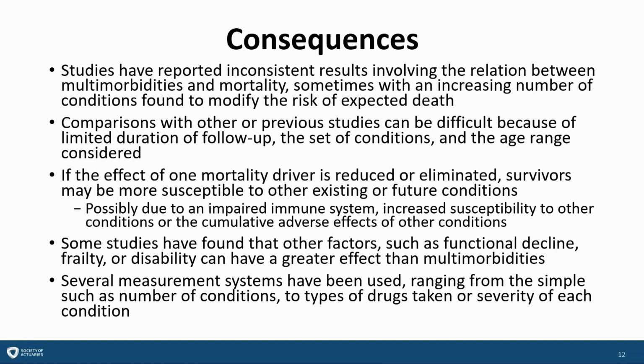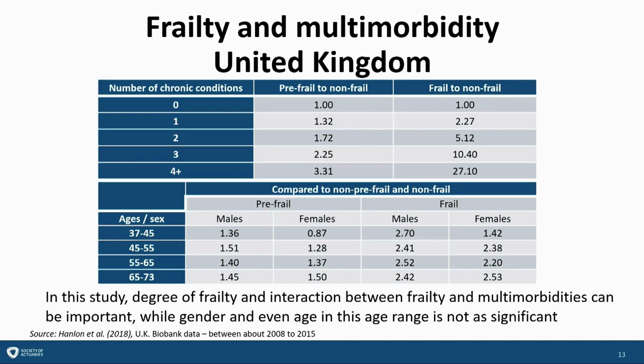I think I covered the next bullet already. Involving the study of multimorbidities, and I've gotten to my last slide if we have time, there are several measurement systems that have been utilized for this purpose, and each of them has advantages and disadvantages. Some of them just take the number of conditions, as I've indicated, in terms of prevalence. Others take into account the types of drugs that are taken for these conditions. And lastly, the severity of each condition. It's not whether you just have diabetes, but how extreme is your condition.